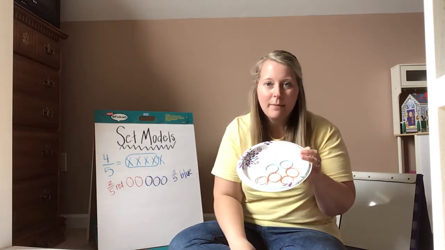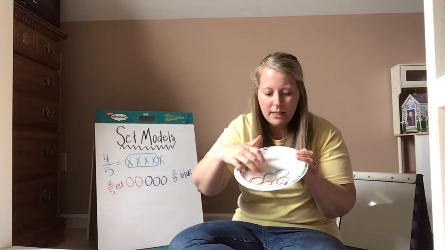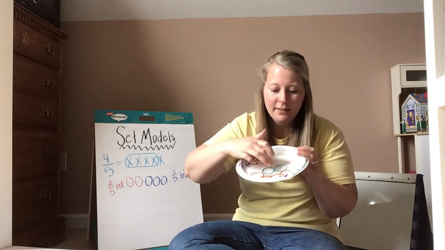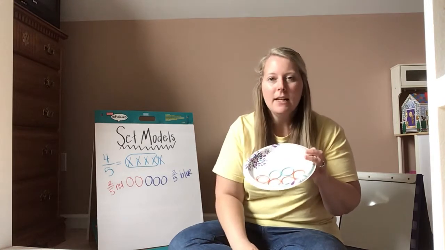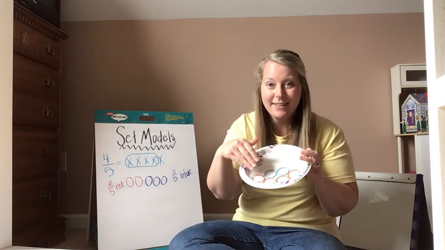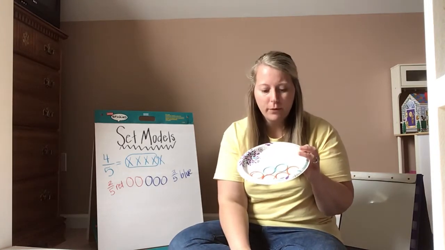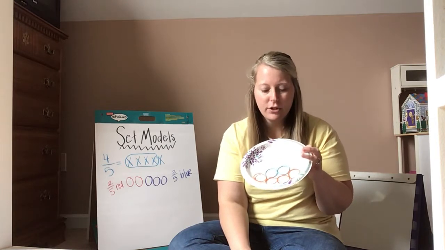And I can make fractions from this set model. They're not in a straight line. They're just in a big old bunch because of them falling off the plate. But anyway, so I have 2/6 are blue and 4/6 are orange.